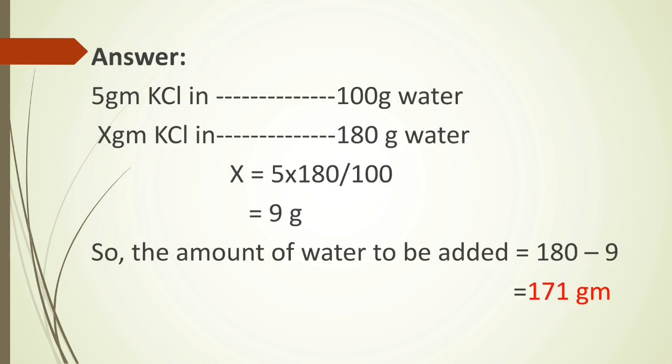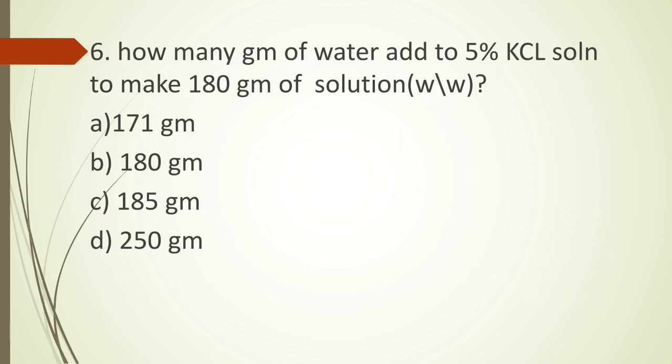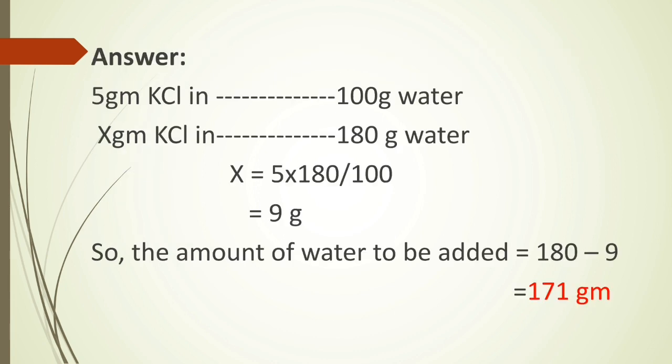So 5% KCl solution means 5 gram KCl in 100 gram water. So x gram KCl will be present in 180 gram, because we have to find out how much quantity is present in 180 gram solution. So 5 gram KCl in 100 gram, x gram KCl in 180 gram. So x will be equal to 5 into 180 divided by 100. Here also it is simple cross multiplication. So the answer will be 9 gram.